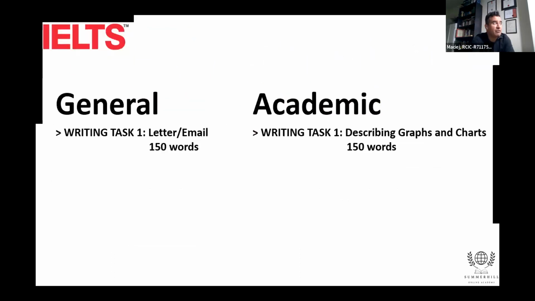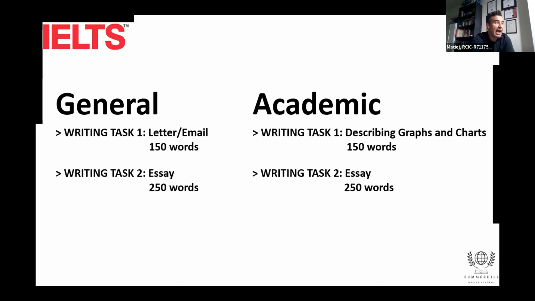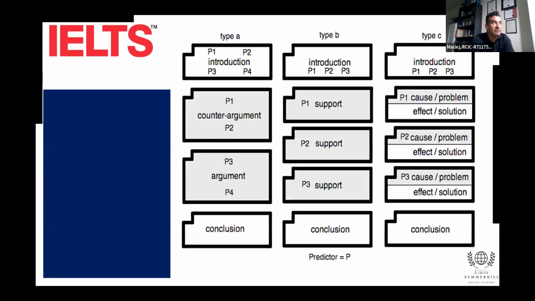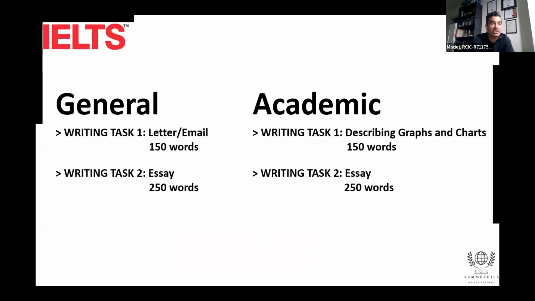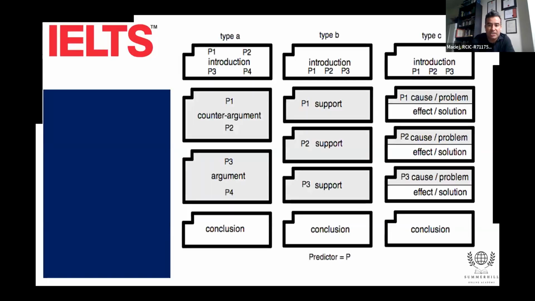However, for writing task two, for IELTS academic and general, it's going to be an essay of 250 words, right? It's going to be an essay. And there's almost no difference between the academic and general IELTS. If I gave you the academic and general IELTS questions side by side, it would be very hard for anyone to notice the difference. What's really difficult here is that with the IELTS general, the questions are rather tricky, and it's your responsibility to choose the right format for the essay.